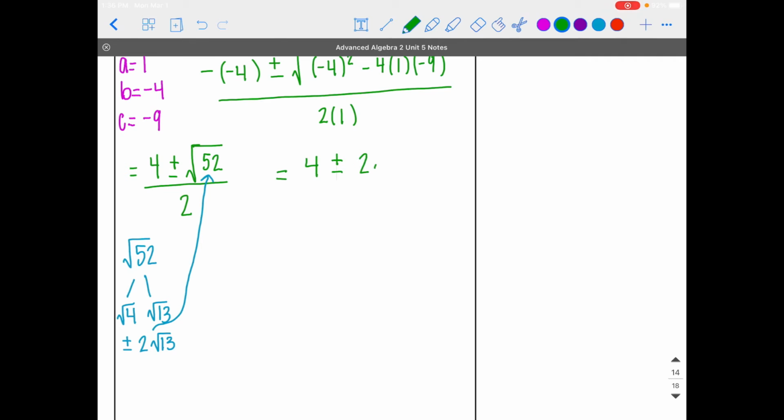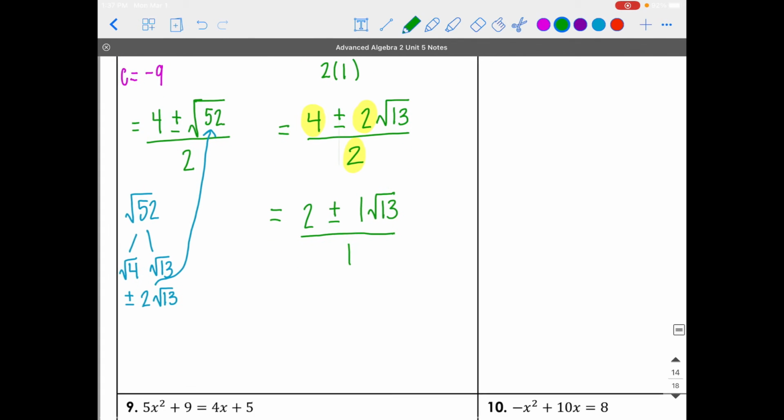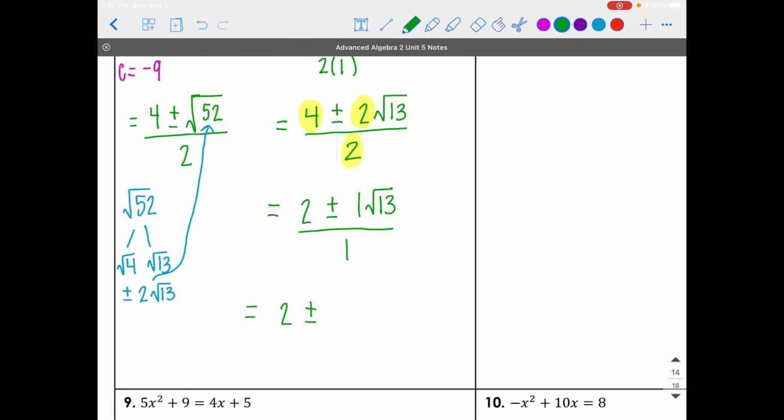So 4 plus or minus 2 square root of 13, all over 2. Now these questions, we're not going to get just a number as our answer. We're going to leave it in this form. However, we need to look at these 3 numbers and see if I can divide those 3 numbers by anything. And all 3 of those numbers I could divide by 1. So this becomes 2 plus or minus 1 radical 13 all over 1, which is just 2 plus or minus the square root of 13. And that's your final answer.